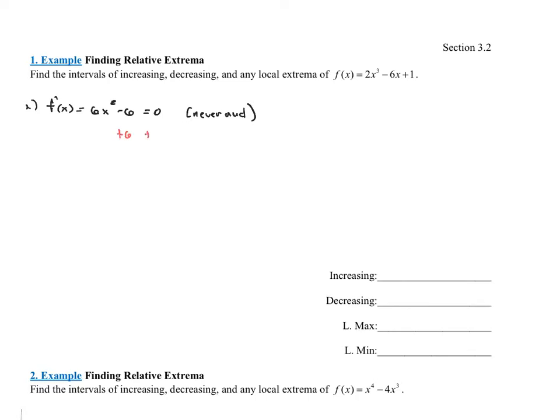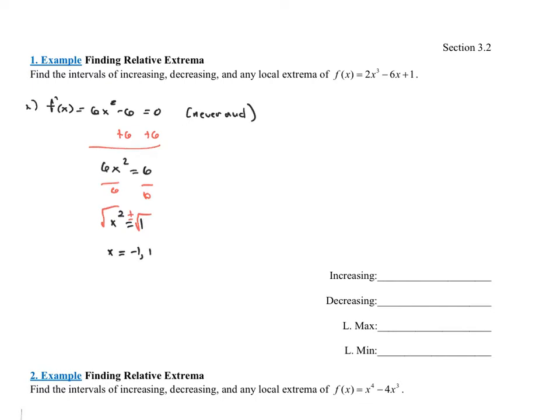We'll add 6 to both sides. I end up with 6x squared equals 6. Divide both sides by 6. I have x squared equals 1. Taking the square root, never ever forget plus or minus when you take the square root of a square. And I have x equals -1 and 1.